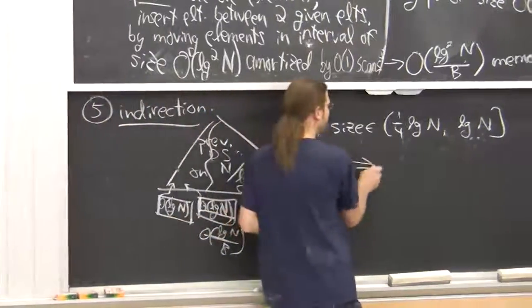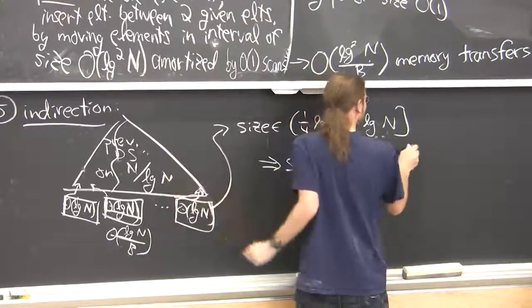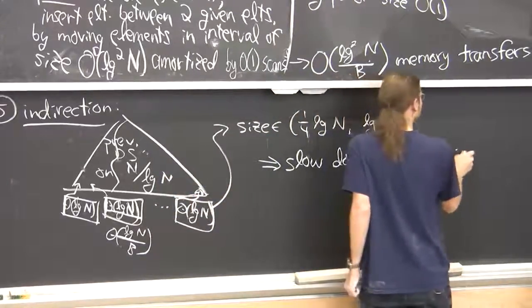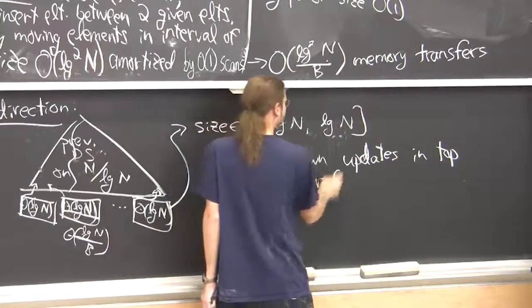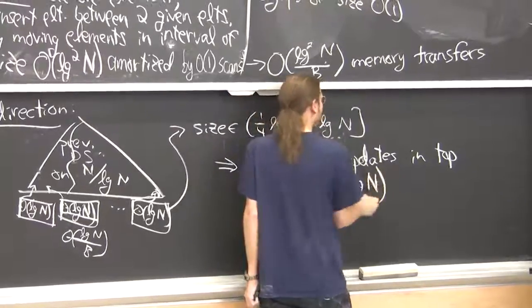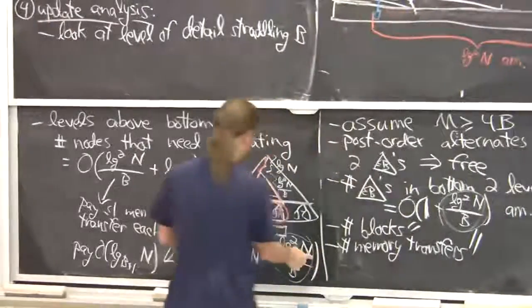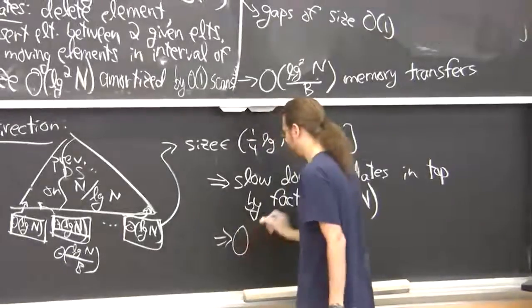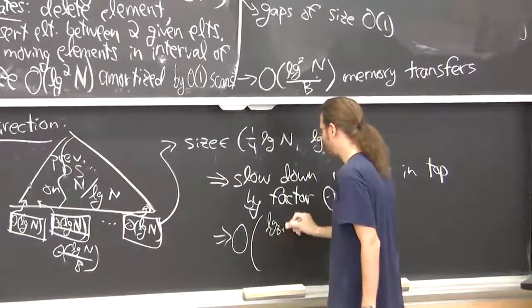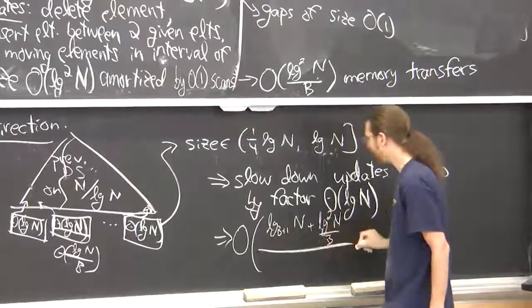So we effectively slow down the updates in the top structure by a factor log n. Which is great, because we take this update bound and we get to divide it by log n, which removes this square. So we used to have log base b of n plus log squared n over b. We get to divide that by log n.